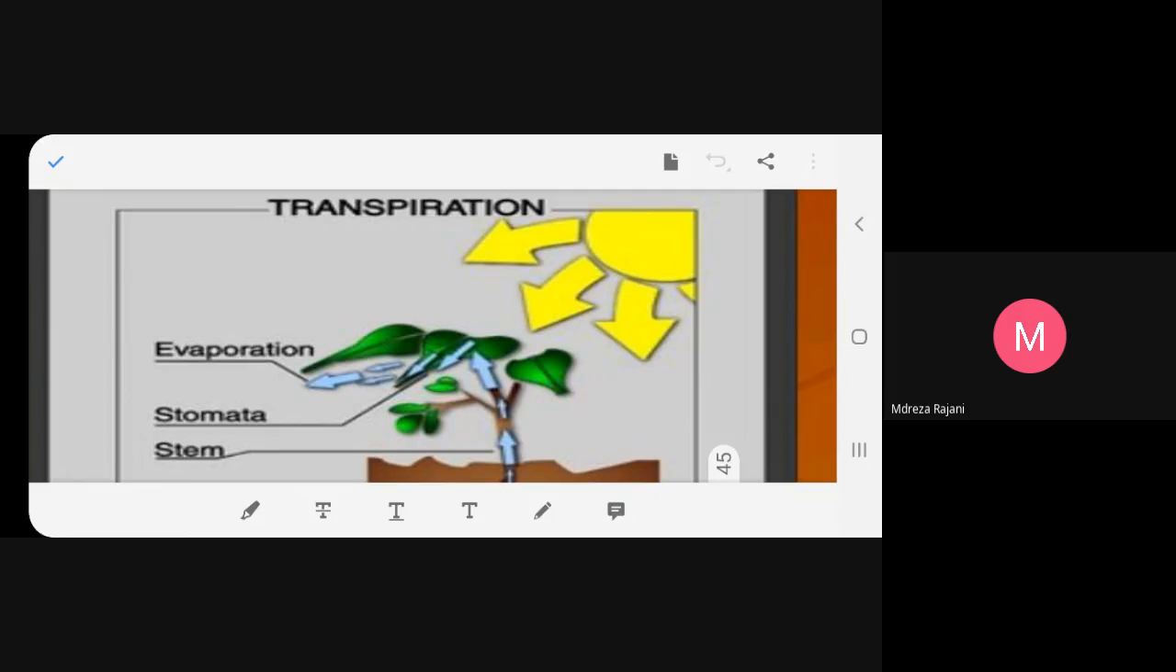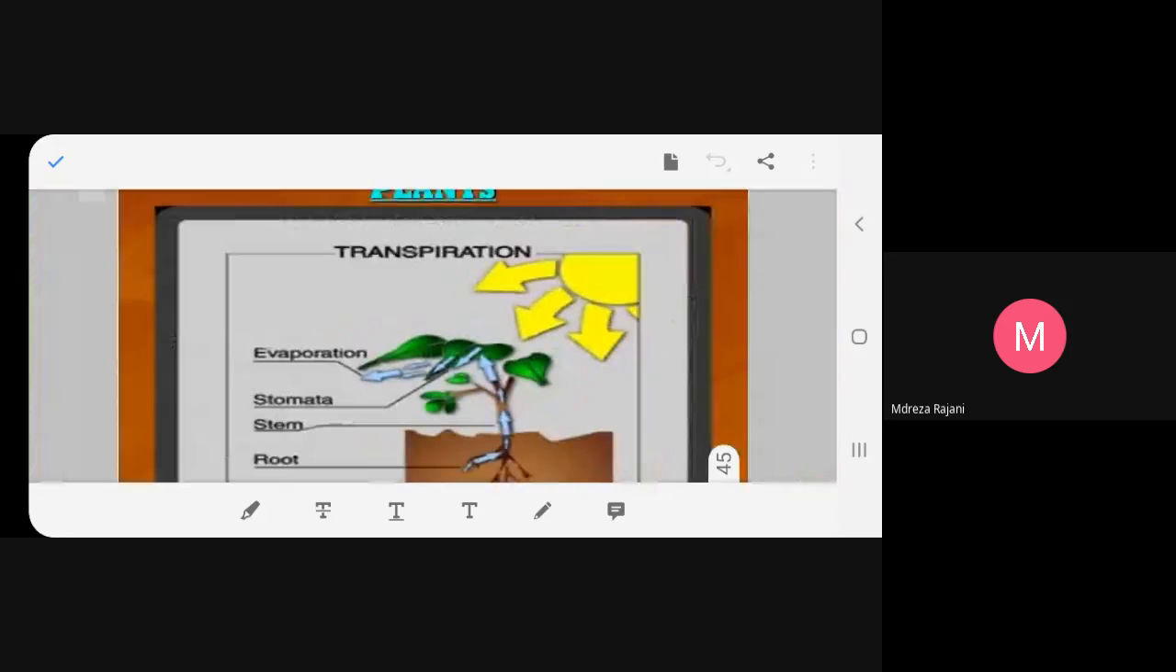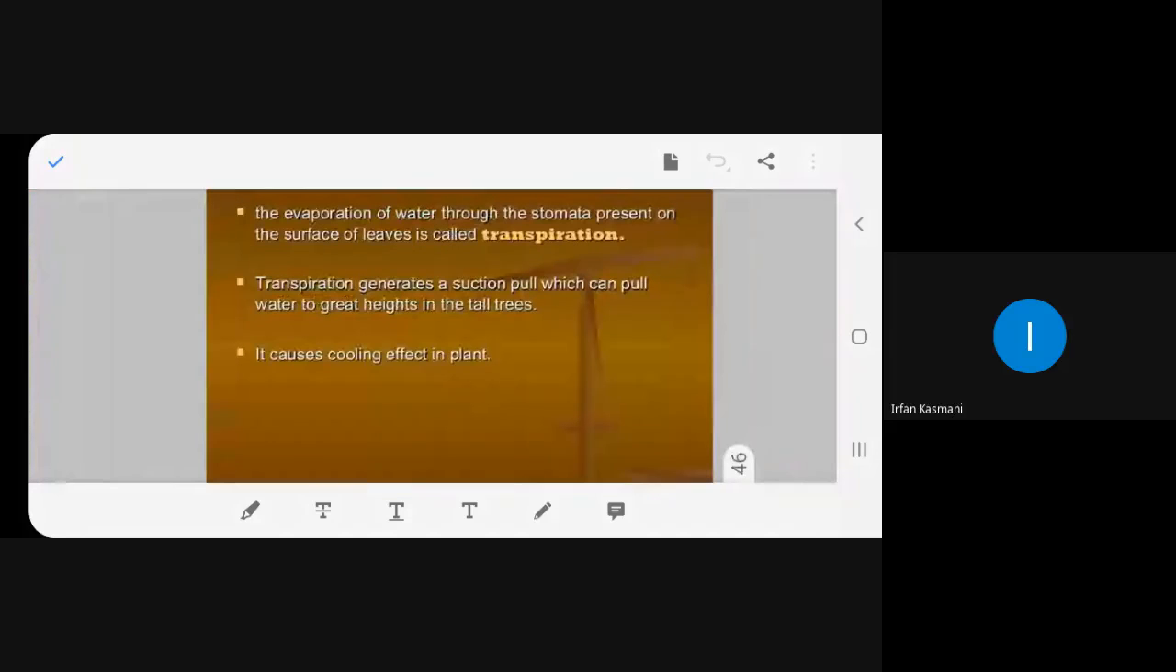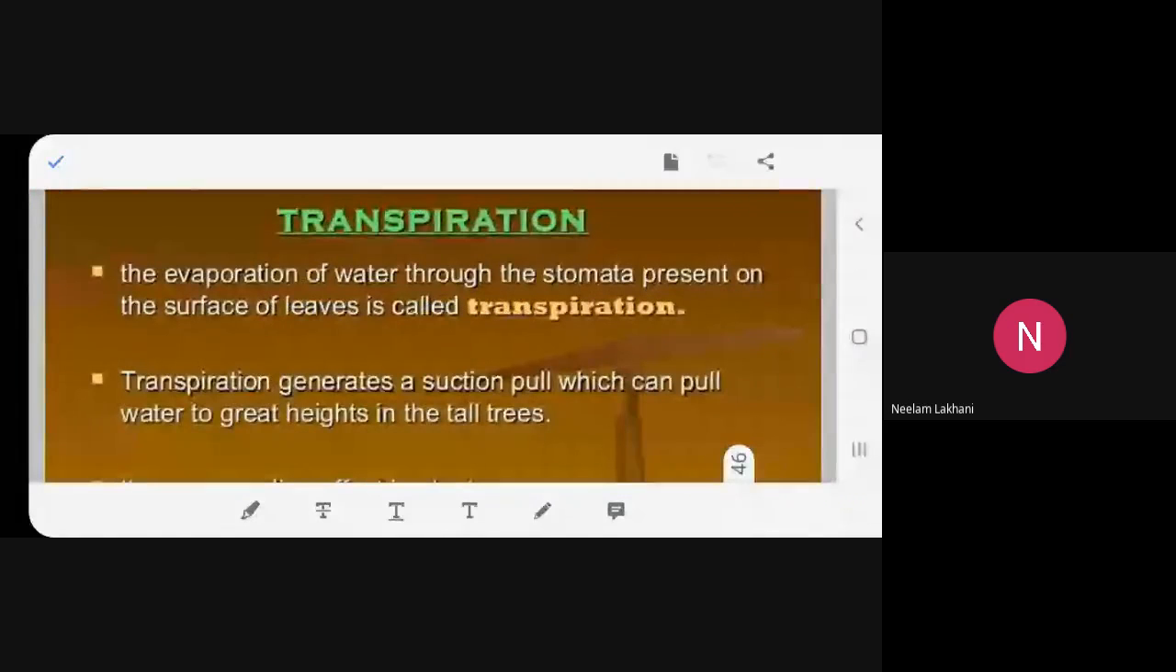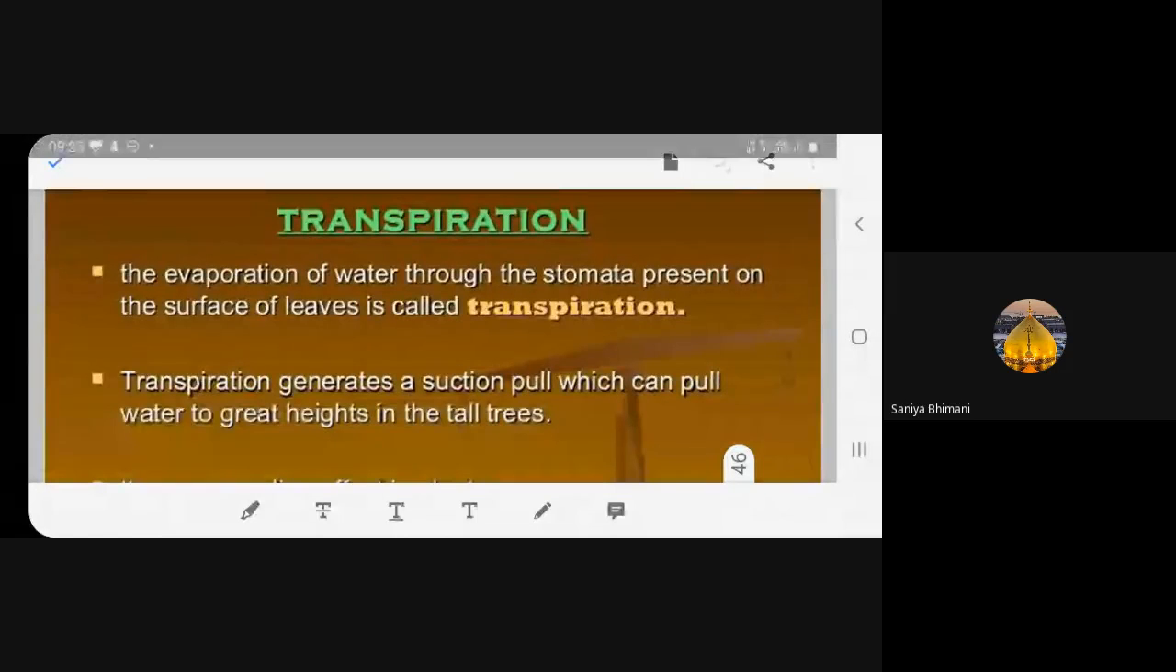So the water is changing its state due to the temperature. What is the state called? Gaseous state, water vapor state. You got my point? So the liquid is changing to gas. That is called evaporation. Any problem? No, ma'am. Now read this. Can I read? Yes, beta.